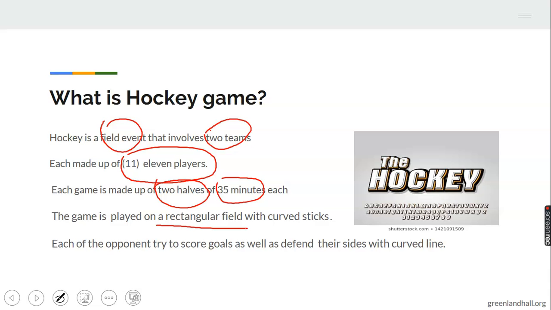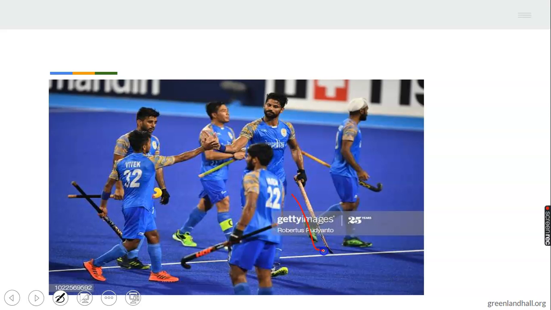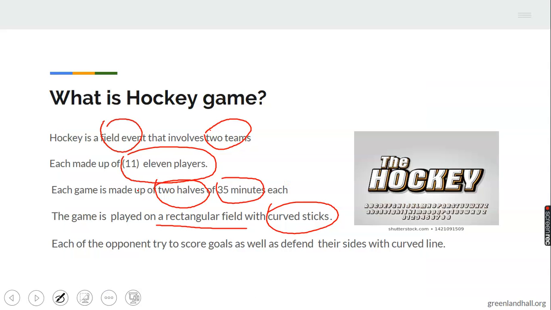Now they use a curved stick to play it. If you look at the picture I showed you here, you can see each and every one of them holding his or her own curved stick. That is the stick they use in playing hockey game. Good. So each of the opponents tries to score goals as well as defend their side with the curved stick.